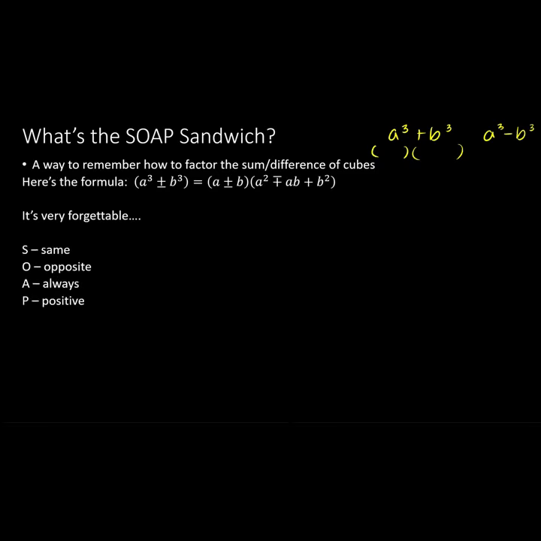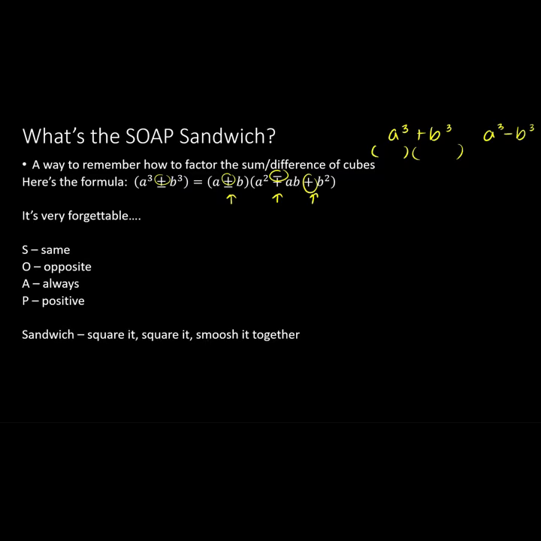First off, the acronym SOAP stands for same, opposite, always positive, and it refers to the operators in the factors. The first operator is always the same as the operator in the original problem, and you can see that where they're both plus or minus. The next operator will always be the opposite of that. You can see that with the minus plus. And the third operator is always positive. This can come in handy when you're eliminating answer choices.